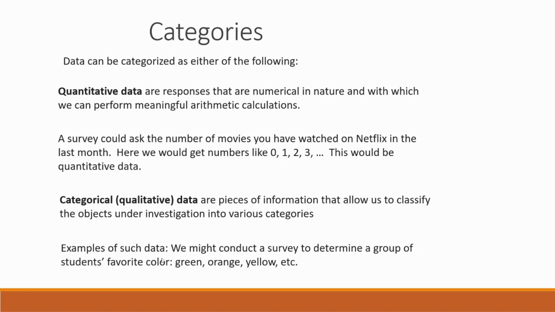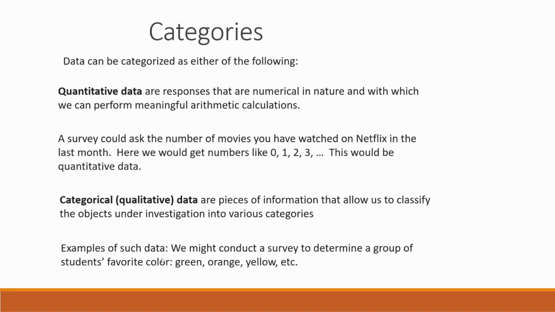Or again, going back to the number of hours per week college students read, that would be quantitative data. The number of hours, right? It's an amount of something. So you can perform arithmetic calculations on that. In other words, it makes sense to add up and say the total number of hours reading or the total number of movies people watch on Netflix last month, whatever.